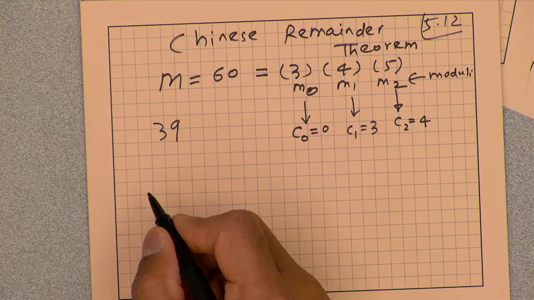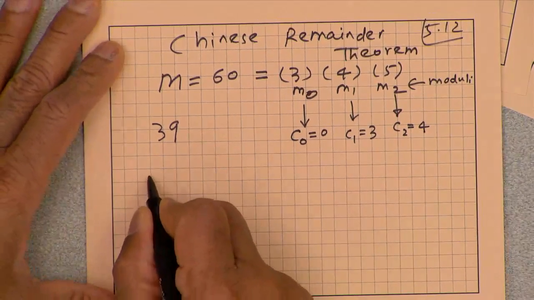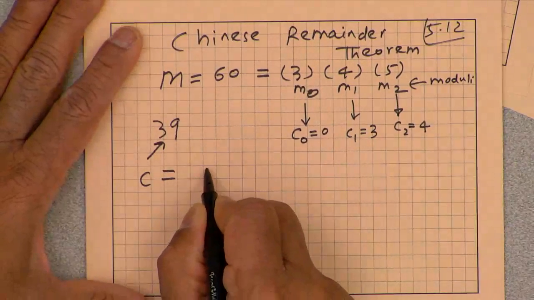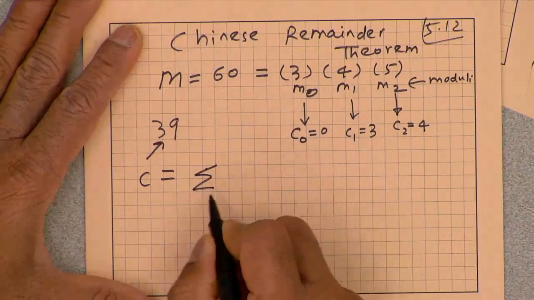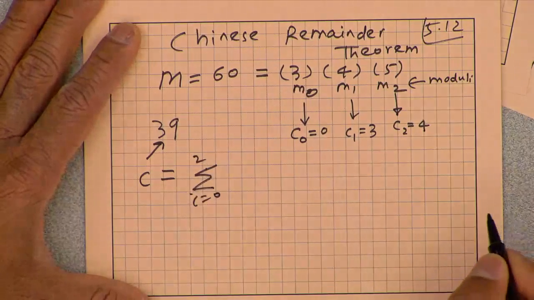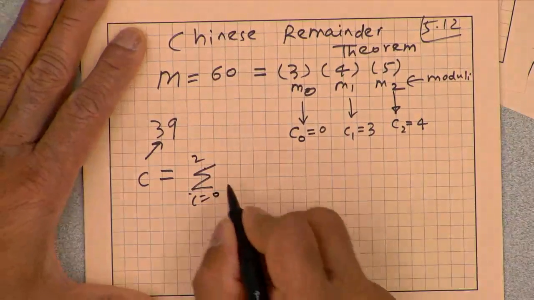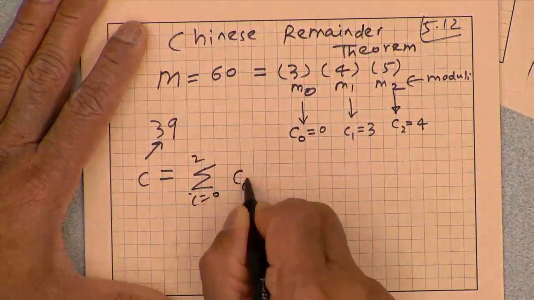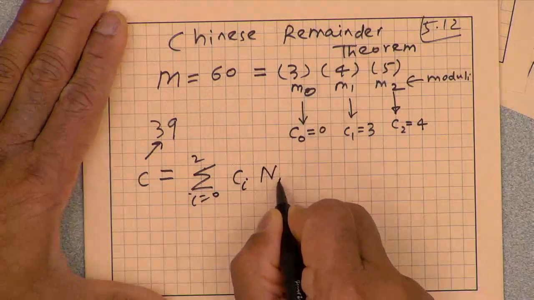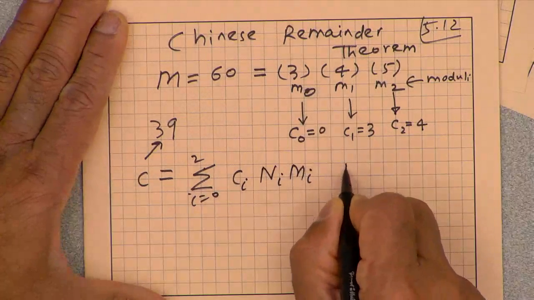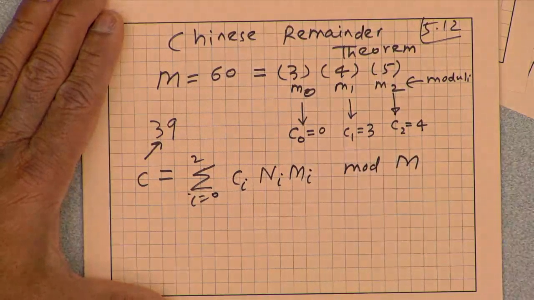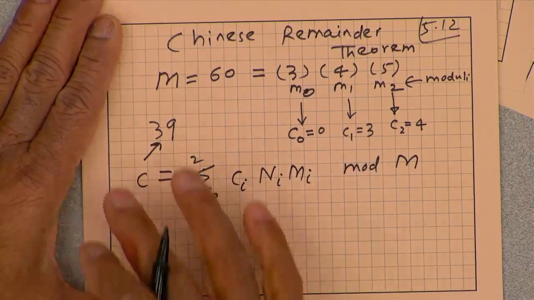That number C, so this is the formula. C is equal to the sum over all i, in this case 0 to 2, because we have M0, M1, M2, of Ci, which are the remainders I know, times Ni, Mi, modulo the number 60. That's the Chinese remainder theorem. We are done.